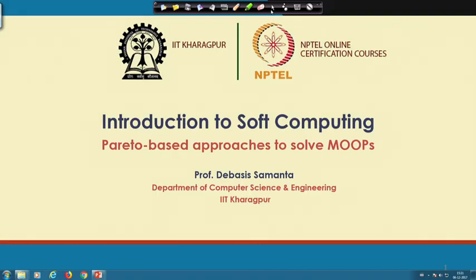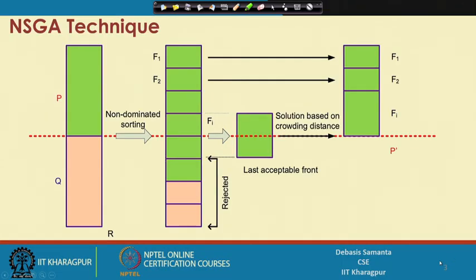and in NSGA we follow the method of assigning fitness values followed by sharing fitness values, but in NSGA-II the method that we follow for the selection is called the crowded tournament selection. So in this lecture we shall learn about this crowded tournament selection method in NSGA-II.